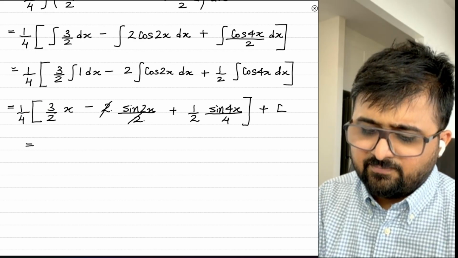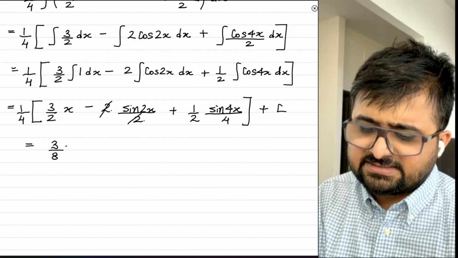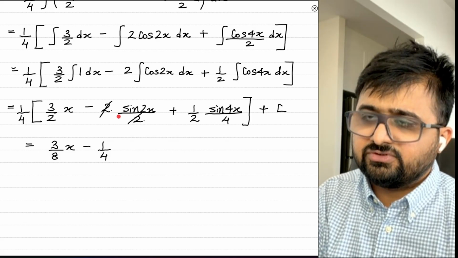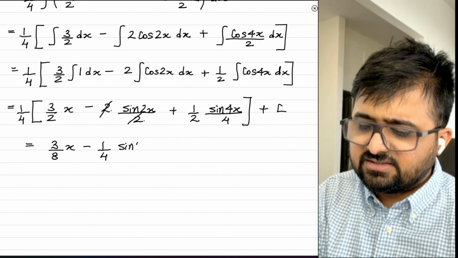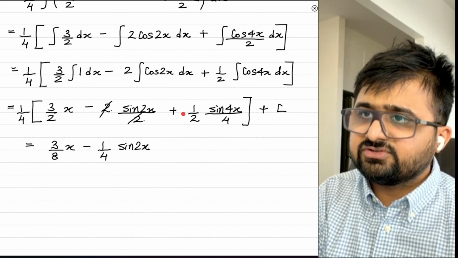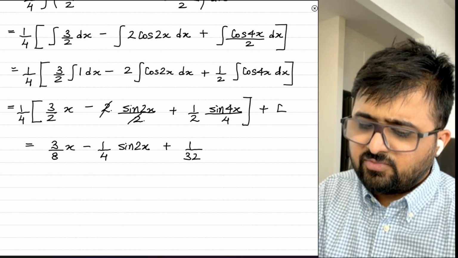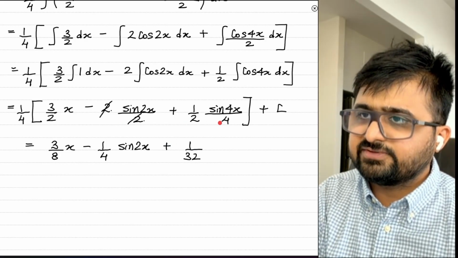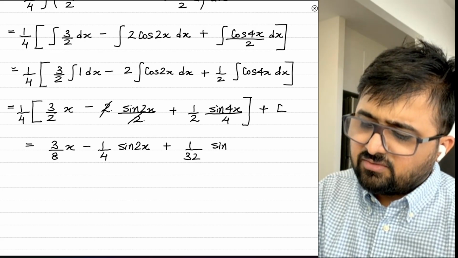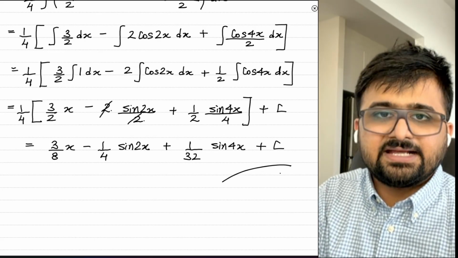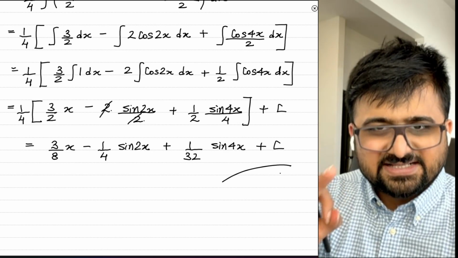So that will become 3 by 8x minus 1 by 4. This 1 by 4 goes over here, sine 2x. Then this 1 by 4 goes over here. So this will become plus 1 by 32, because it's 4 times 2 times 4, sine 4x plus constant of integration c. And that's our final result. I hope that makes sense.